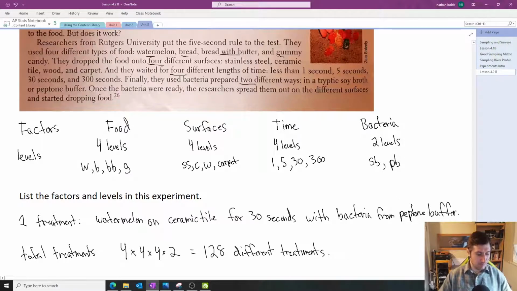So in more and more complicated experiments, you definitely have more explanatory variables to keep track of, and sometimes those explanatory variables have different levels to keep track of, and those all become different treatments you're trying to track and get data on.